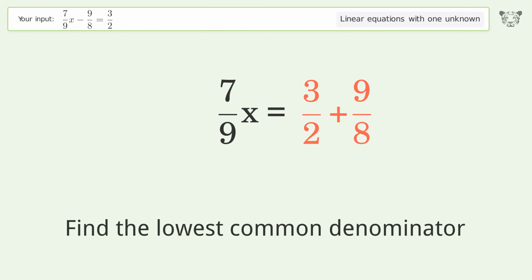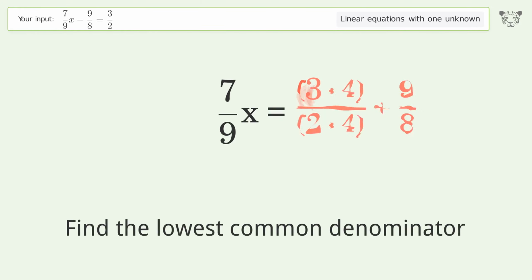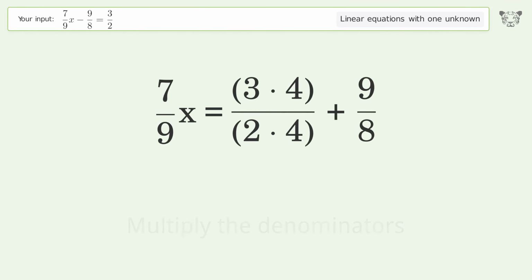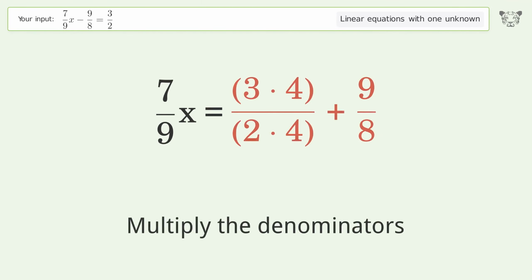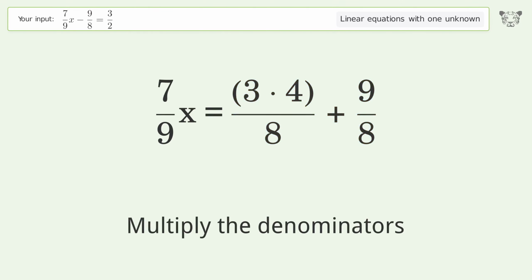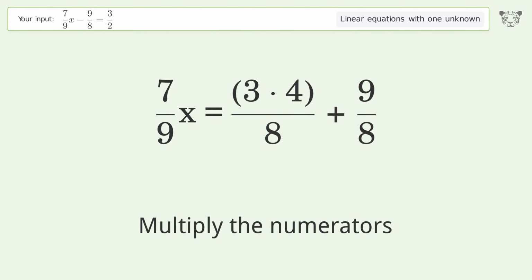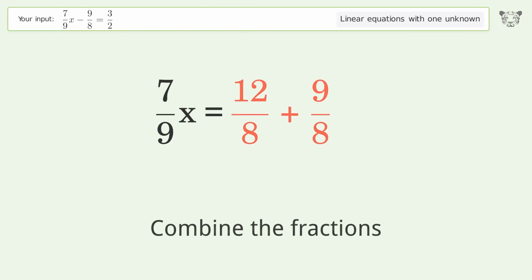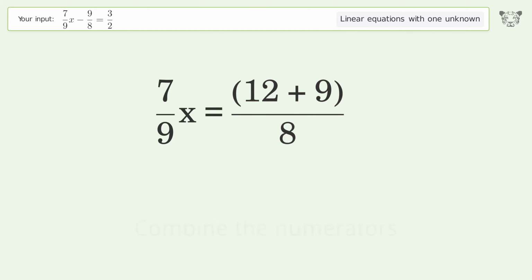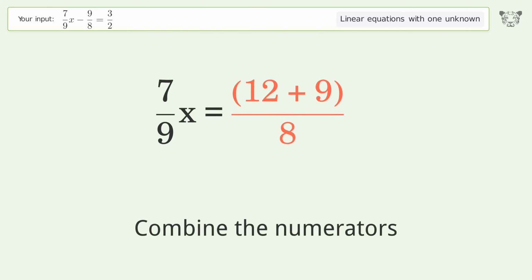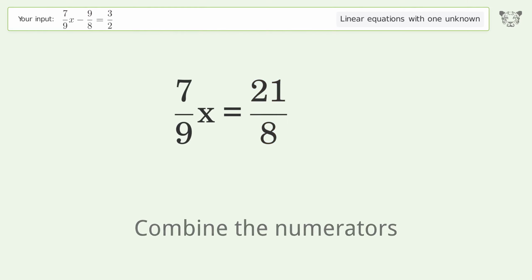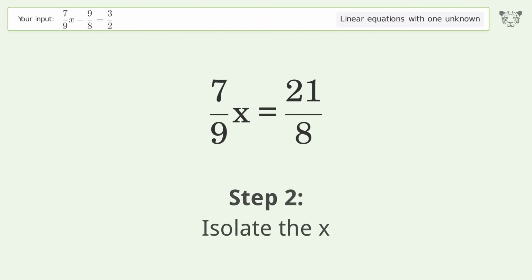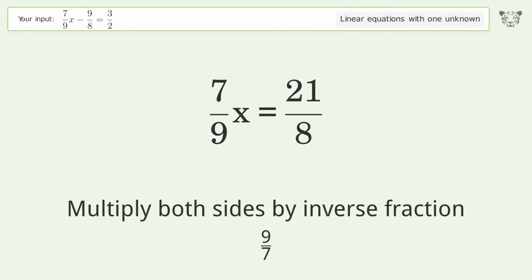Find the lowest common denominator. Multiply the denominators. Multiply the numerators. Combine the fractions. Combine the numerators. Isolate the x. Multiply both sides by inverse fraction 9/7.